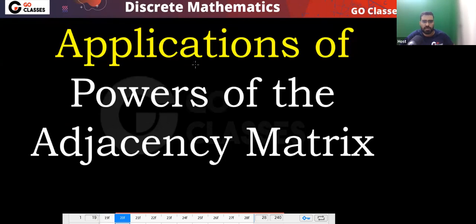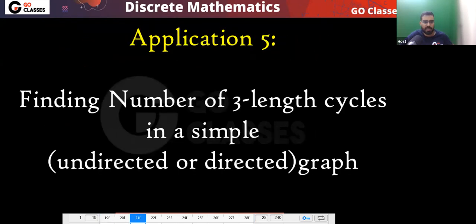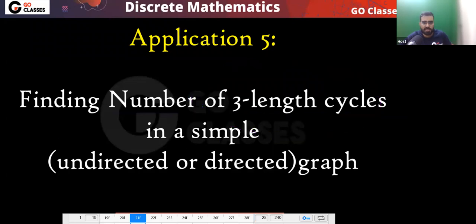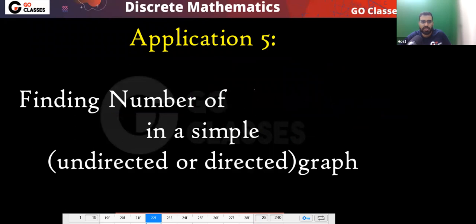Let's move on. Some applications we have seen. Now we will see the next application, application number 5, and that is finding the number of 3 length cycles in a simple directed or undirected graph. How to find the number of triangles? 3 length cycle means triangles. So how many triangles do we have? This also you can very easily find.